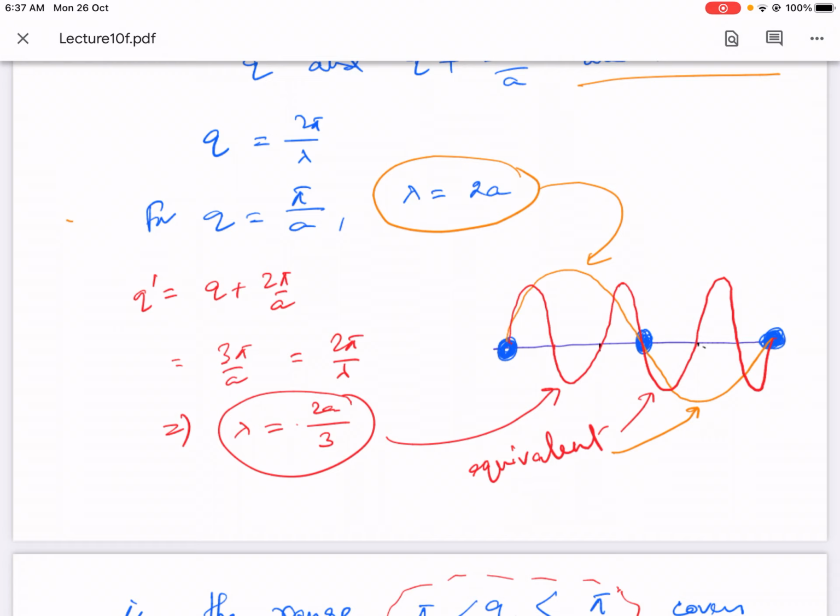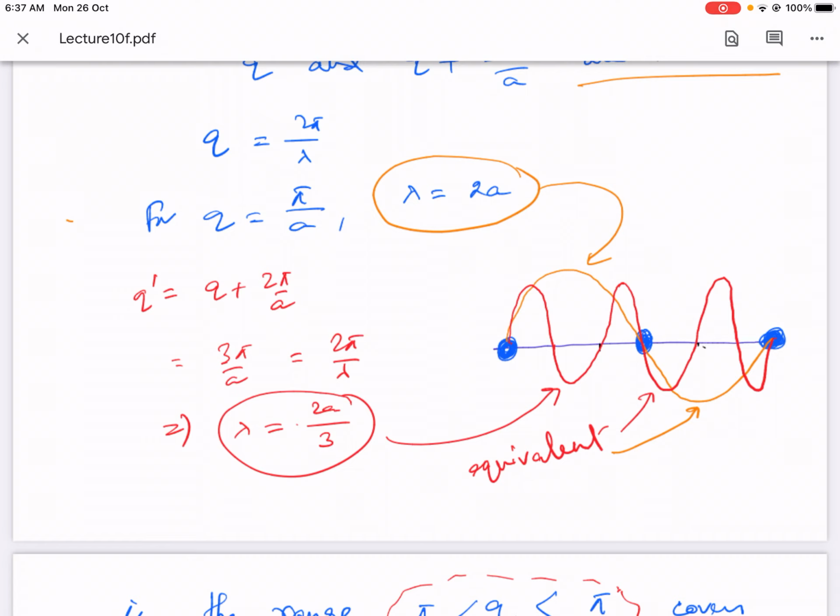Now let us consider another wave vector. Let us shift q to q plus 2 pi by a, which I am denoting as q dash. So this is then 3 pi by a. q dash is 3 pi by a. So your lambda in this case, if you equate with 2 pi by lambda, which is the definition, is 2a by 3. Now I am trying to draw the wavelength of this acoustic wave corresponding to the wave vector q plus 2 pi by a. That means I have shifted the wave vector by 2 pi by a.